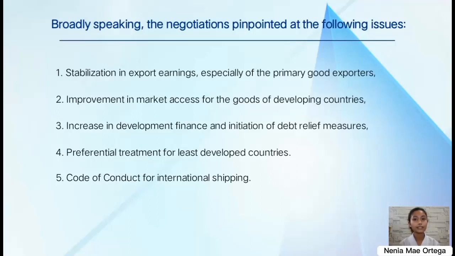Next, the UNCTAD negotiated to increase market access for products from developing countries, to create a second window of the Common Fund, remove duty on manufactured exports, and create the Generalized System of Preferences or the GSP. Next is the Finance and Debt Relief.